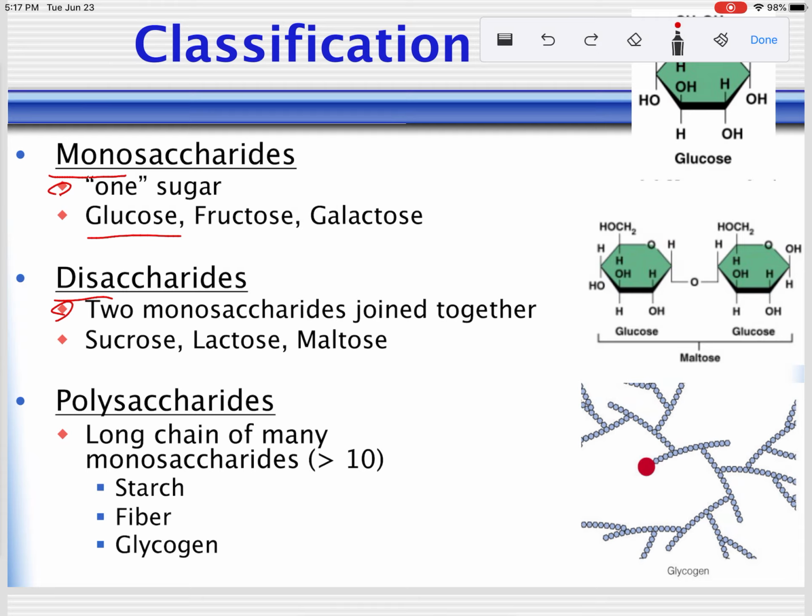And then I'd like you to know as an example, sucrose. Sucrose is an example of a disaccharide. Sucrose is what we commonly know as table sugar. So if you're a coffee drinker and you add some sugar to it, that table sugar you're adding is sucrose, an example of a disaccharide. And then for our polysaccharides, which are many, many, many sugars, I actually would like you to know all three of these. So you should be able to identify that starch, fiber, and glycogen are all polysaccharides.